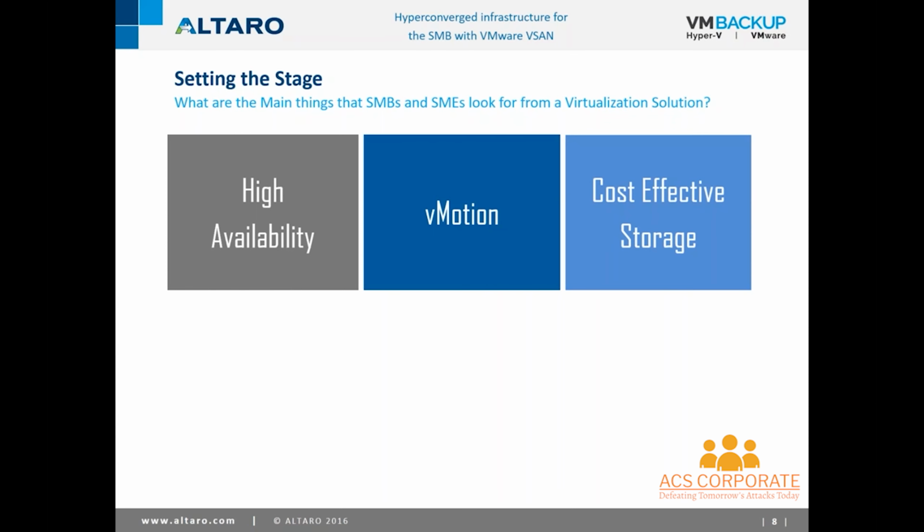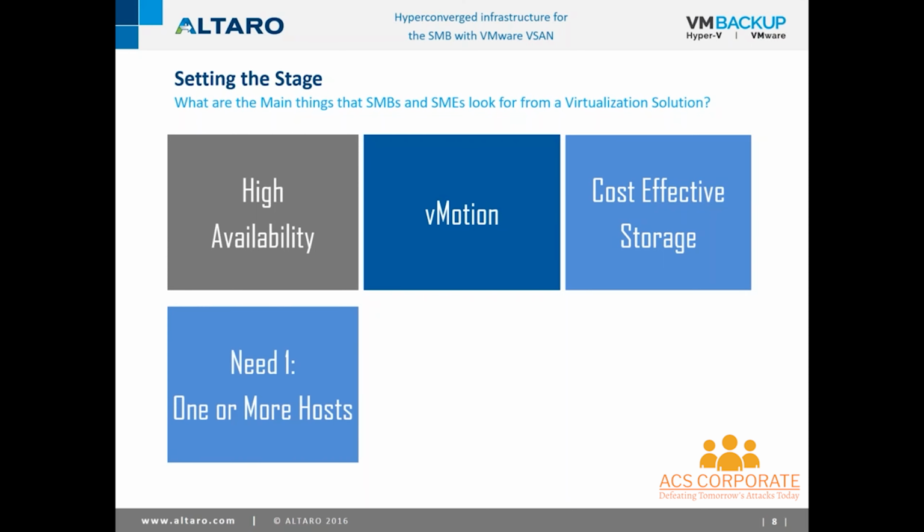And they really want cost-effective storage. Nobody wants to pay for these huge, massive, centralized SANs and NASs anymore because they're expensive. They take a long time to install and put in. It takes a long time to manage the fabric. They just want cost-effective storage. So how does that translate into needs? So we've got need one.